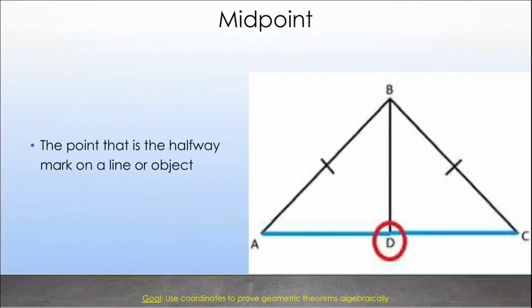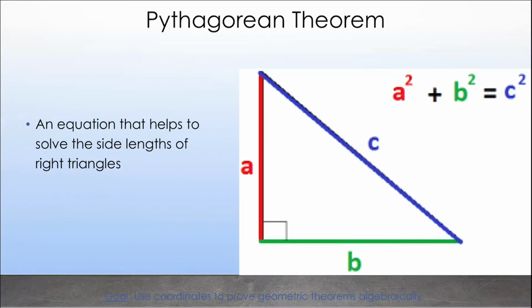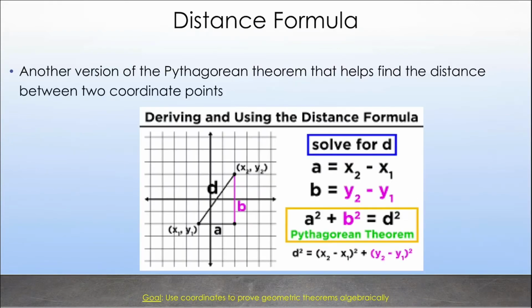Okay, there we go. Midpoint is the point that is the halfway mark on a line or an object. So right there. The Pythagorean theorem, we've talked about this a lot. It's an equation that helps to solve the side lengths of right triangles.